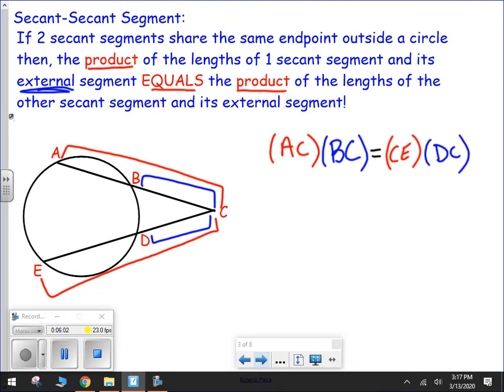When I do this, I think of this theorem as a whole times the outside. So the whole secant times the outside segment. So whole times outside equals whole times outside.